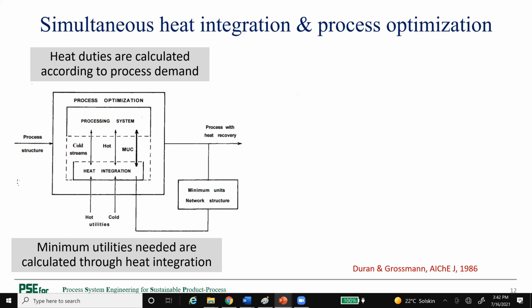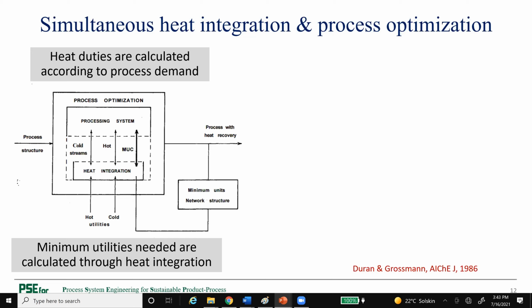So the normal way of doing this kind of problem is to do it sequentially. We simulate the process, we do the heat integration, find out the minimum utilities, and then based on those minimum utilities, we calculate other costs by optimization. And that's the sequential way of solving the integration and optimization.